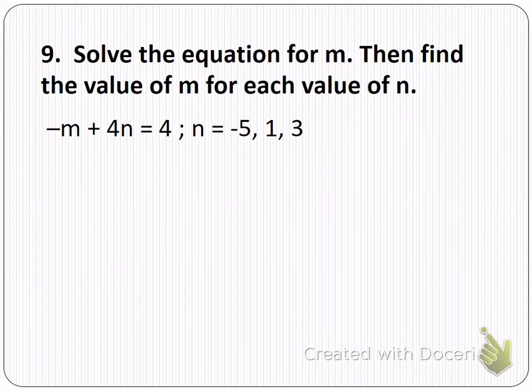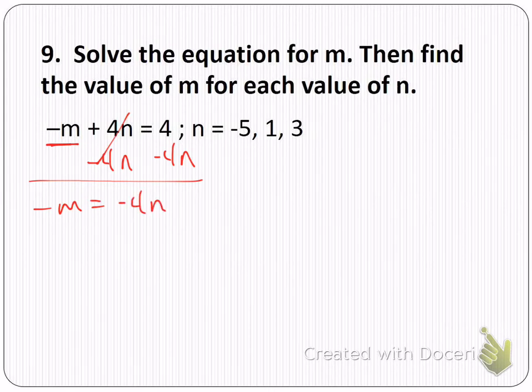Try this one. Think about it for a second, and then we'll walk through it together. Okay. Solve it for m first. So here's my m. I need to undo this addition first. So I get negative m equals negative 4n plus 4. Sorry about that. Can't combine those two terms. Now I have to divide by negative 1 because there's a negative on that m. Negative m divided by negative 1 is positive m. That's what I want. So this becomes 4n minus 4.